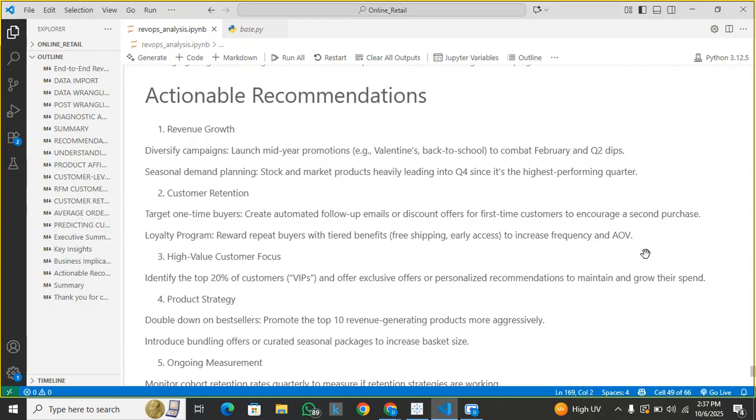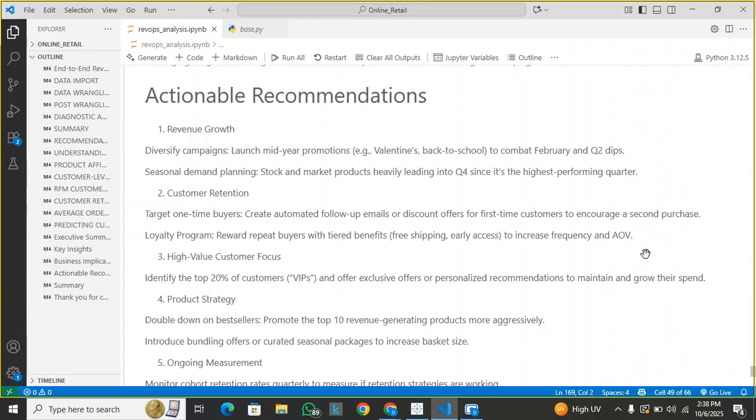Two, retention campaign. Target one-time buyers, create automated follow-up emails or discount offers for first-time customers to encourage a second purchase. Launch a loyalty program by rewarding repeat buyers with tiered benefits like free shipping and early access to increase frequency and average order value.